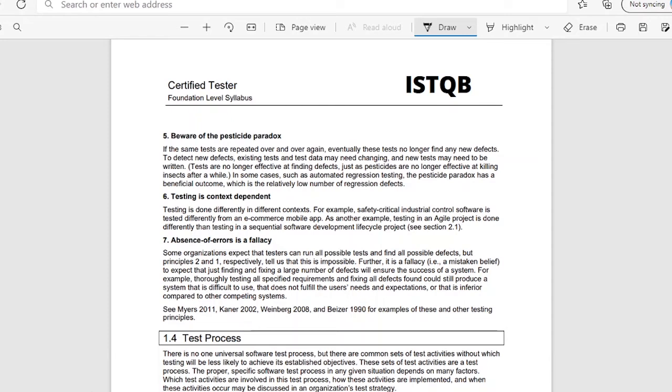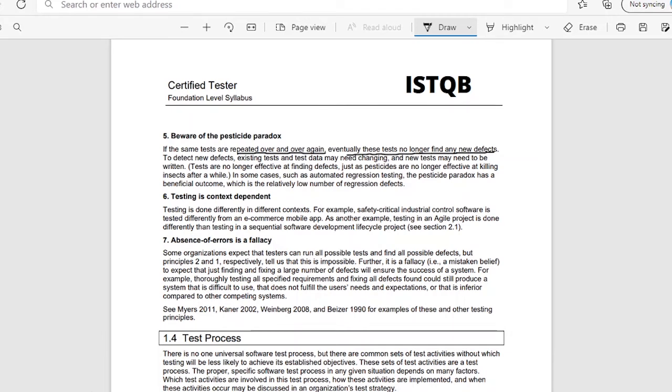Running the same test cases again and again will reduce the chance of finding new defects. For example, you write some test cases for login functionality, and the code is changed, and you are still running the same test cases on the new code. It will not find new defects. So this term is pesticide paradox. Just change your test cases again and again. If the same tests are repeated over and over again, eventually these tests no longer find any defects.